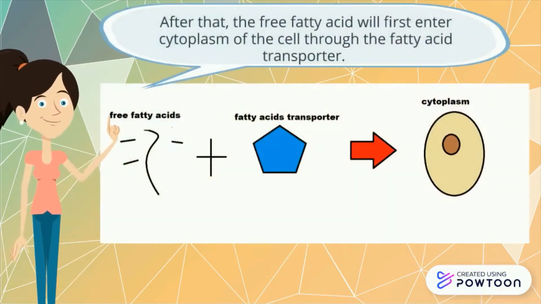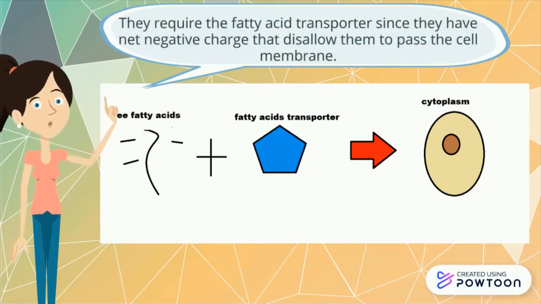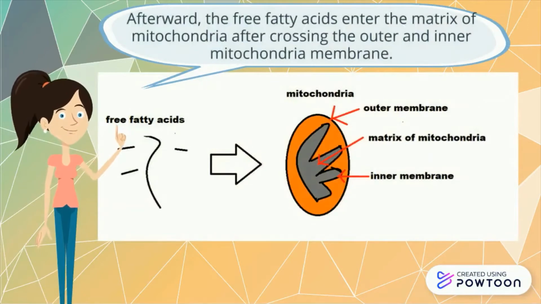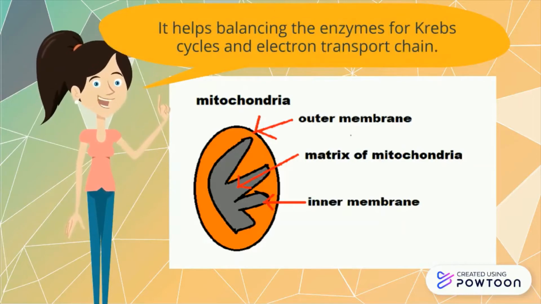After that, the free fatty acid will first enter the cytoplasm of the cell through the fatty acid transporter. They require a fatty acid transporter since they have a net negative charge that disallows them to pass the cell membrane. Afterward, the free fatty acids enter the matrix of mitochondria after crossing the outer and inner mitochondrial membrane. This matrix contains all the enzymes required for beta oxidation of fatty acid. It helps to balance the enzymes for the Krebs cycle and electron transport chain.